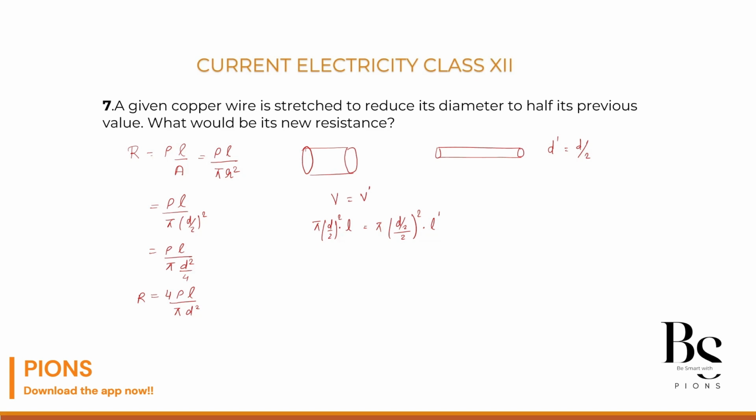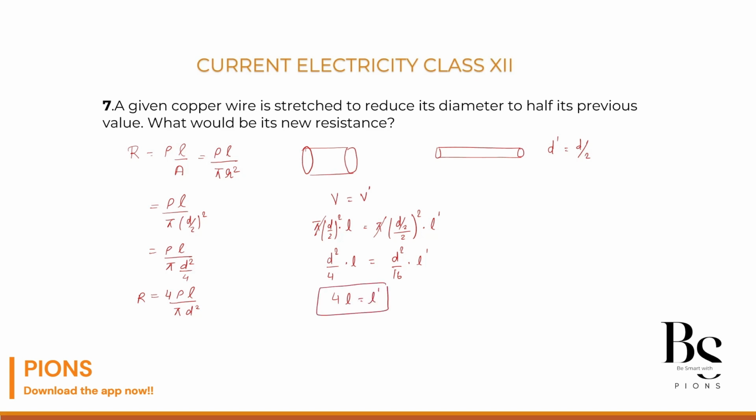Let me repeat this whole expression once again. Our volume is area into length. So area is pi into previous diameter upon 2 whole square. Now new diameter upon 2 whole square. New diameter upon 2 will give you the radius, so that's why we divided it by 2. Let's simplify. Pi will cancel with pi, and we get d square by 4 into L, and this will be d square upon 4 and 4, 16, into L dash. d square cancels, and L dash will be 4 times L.